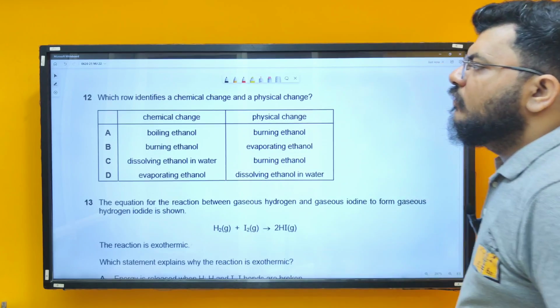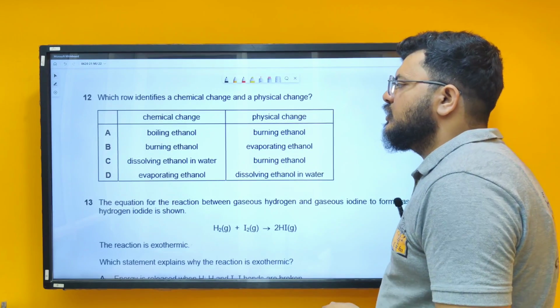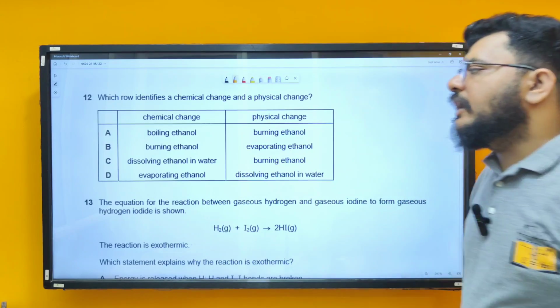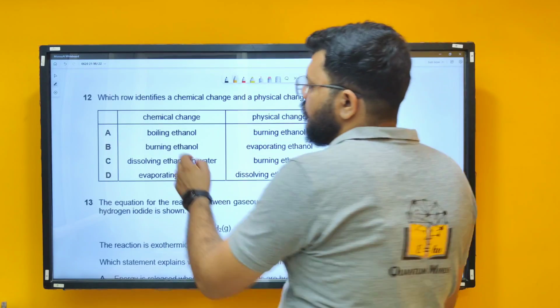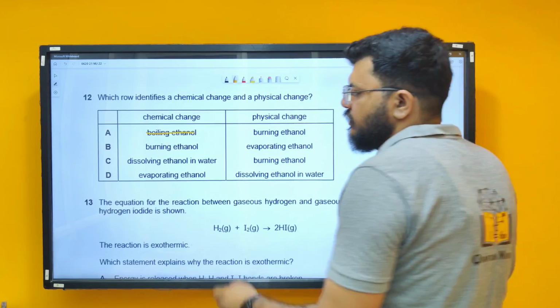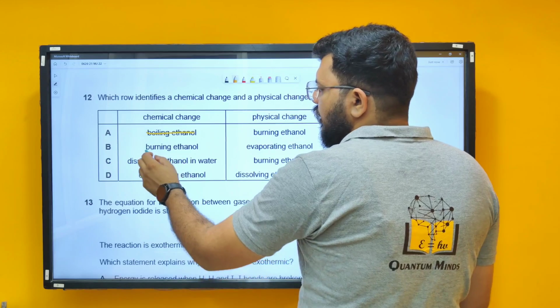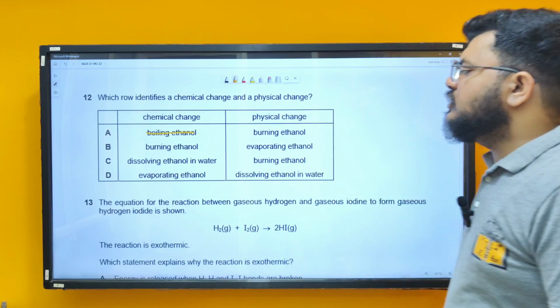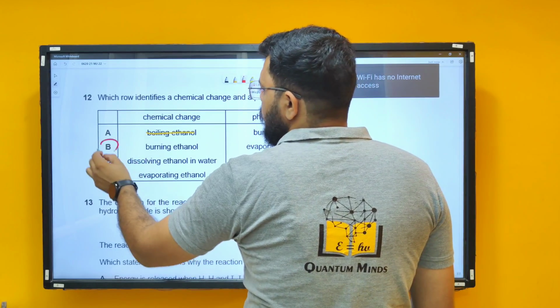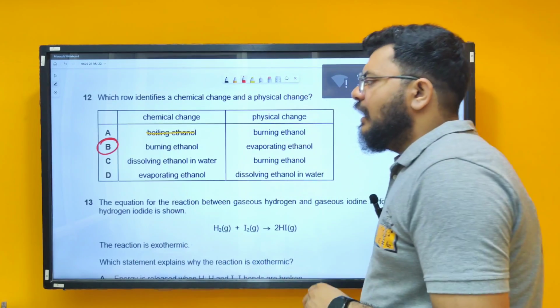Next question. Which row identifies a chemical change and a physical change? So let's see. Boiling ethanol is not a chemical change, right? It's a physical change. Burning ethanol? Yes. Okay, so we'll go with burning. Let's look at the other option. Is evaporating ethanol a physical change? Yes, it is. So option B is your correct answer.